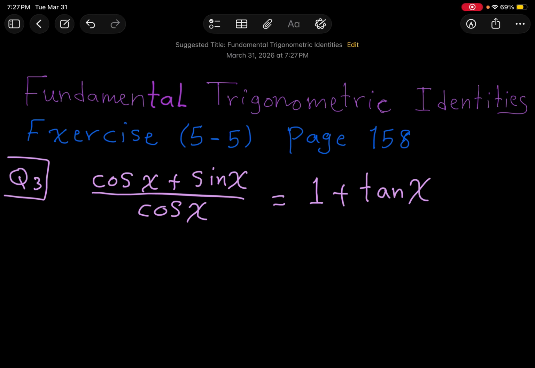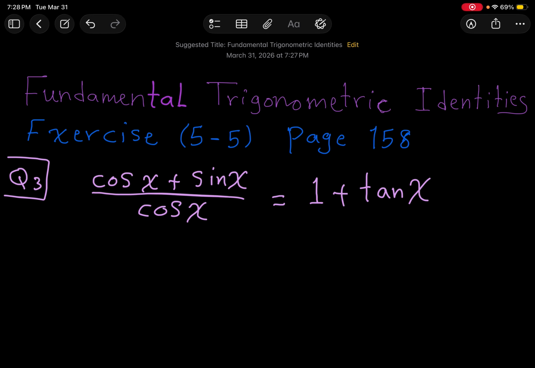Hey guys, we have exercise 5-5, page 158. We explained fundamental trigonometric identities in the previous lecture. So we will solve some of the exercises, and they are so crucial.